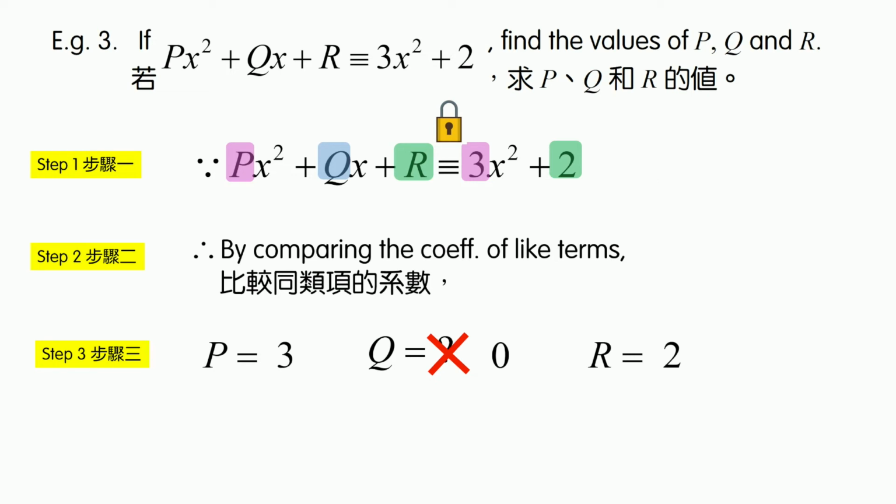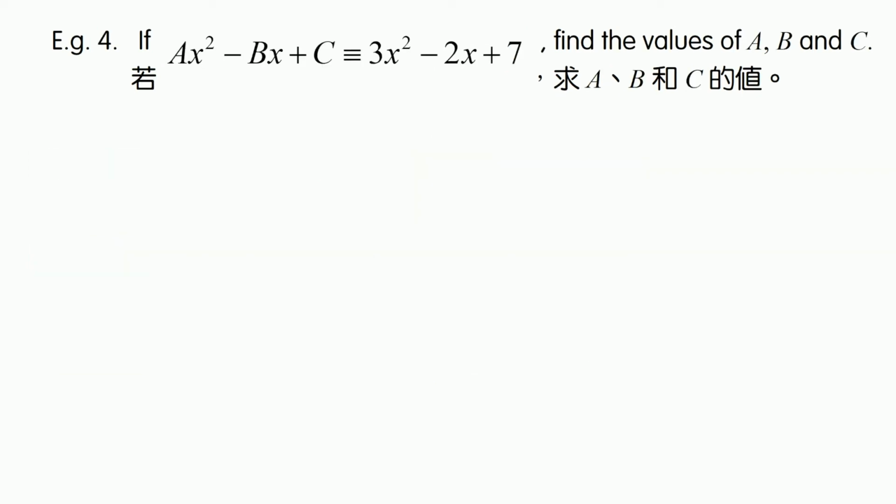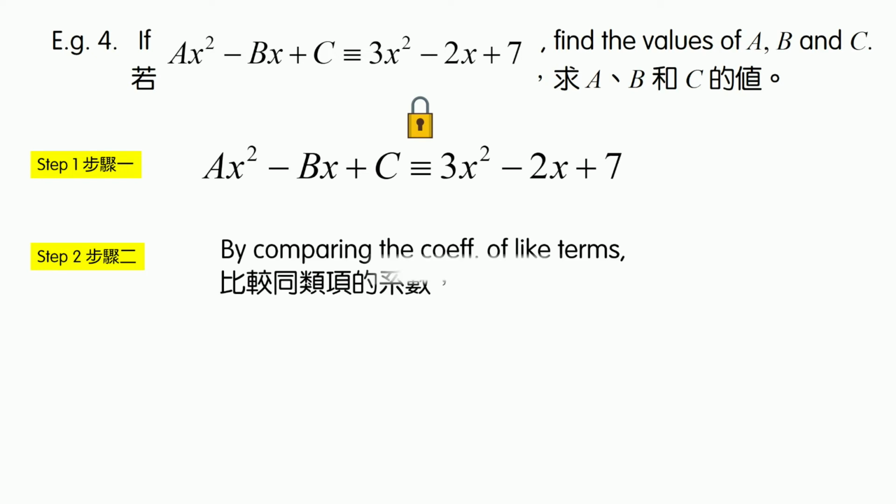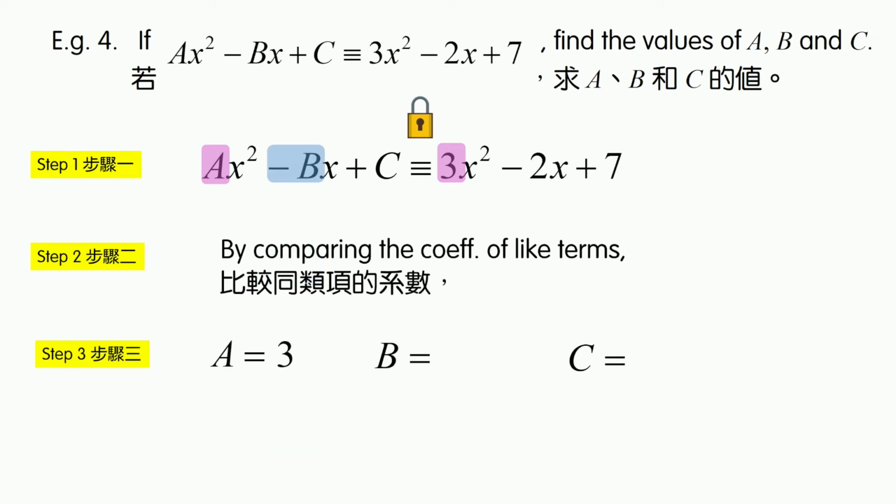Let's try another example. This question again cannot be further simplified, so we move on to the second step, which is finding the coefficients. By comparing the coefficients of like terms, we can then find the values of a, b, and c. This time we need to be careful. a is rather easy. a is the coefficient of x squared, 3 is the coefficient of x squared, so a equals 3.